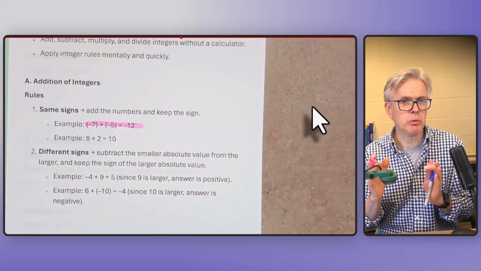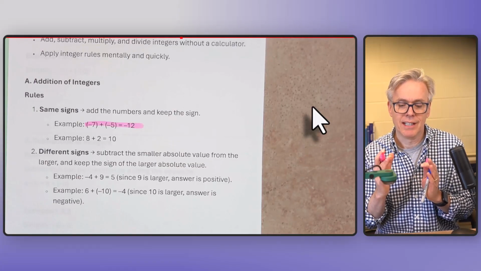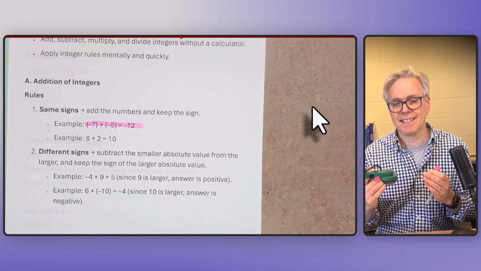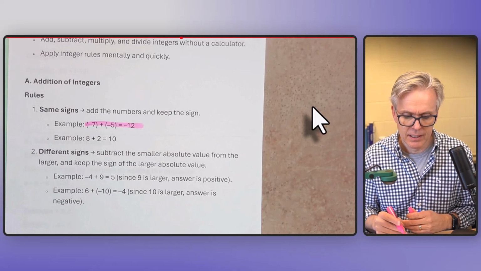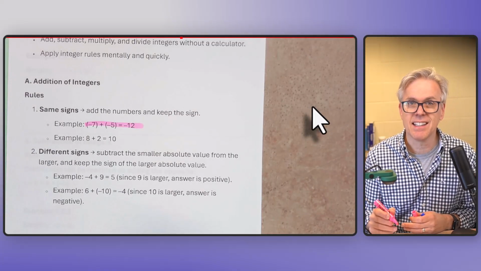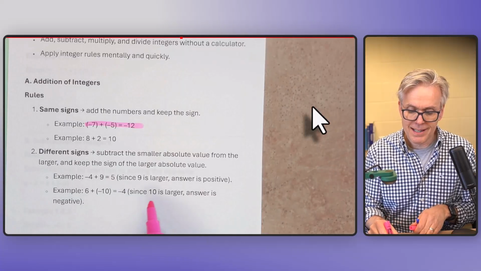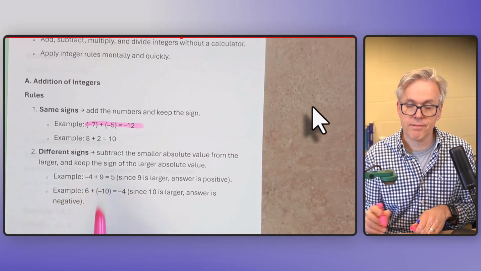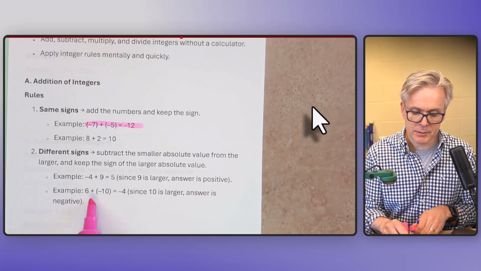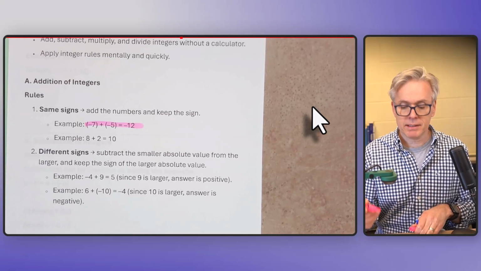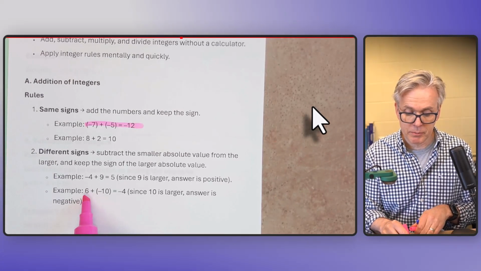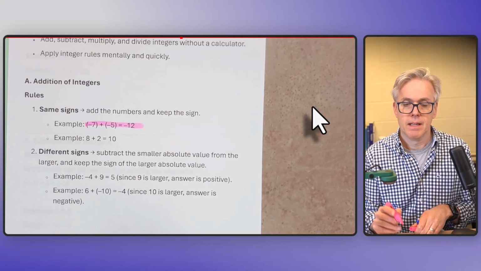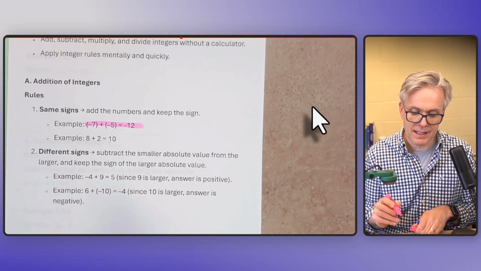Practically, what we do is we subtract the absolute value of the numbers and then keep the sign of the larger absolute value. That sounds confusing the way it's said. Let's see how this works in practice. -4 plus 9 equals 5. Why? Well, 9 is the larger, so we just say 9 minus 4, we get 5. Now what about 6 plus -10? We subtract these two: 10 minus 6 is 4. But because the 10 is negative, we get the negative here.